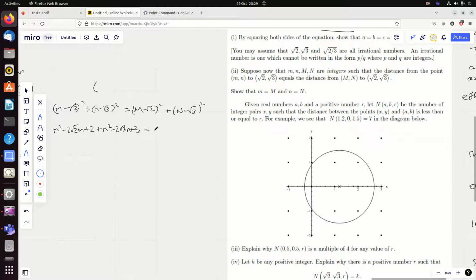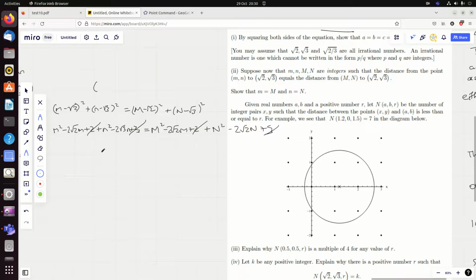On the other side, it's practically identical, just with capital letters. Oh, missed an M there. Good. Right, now we can cancel.